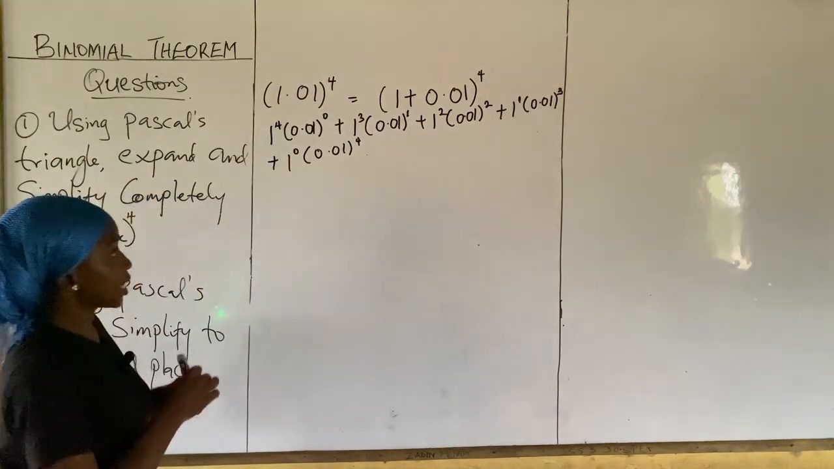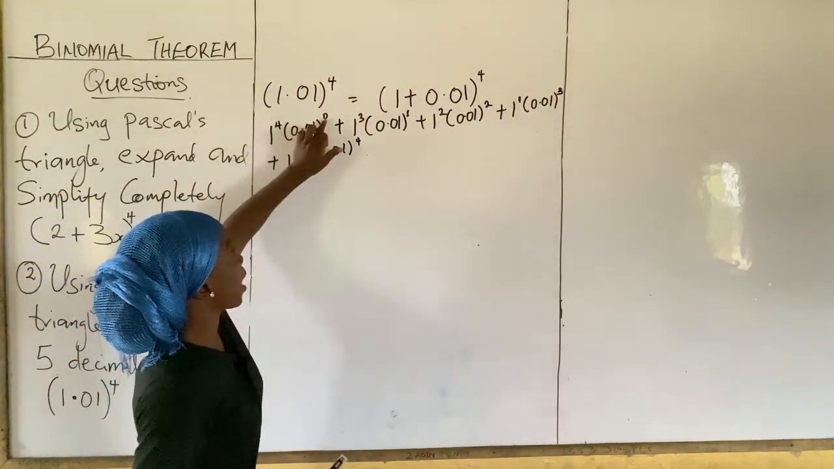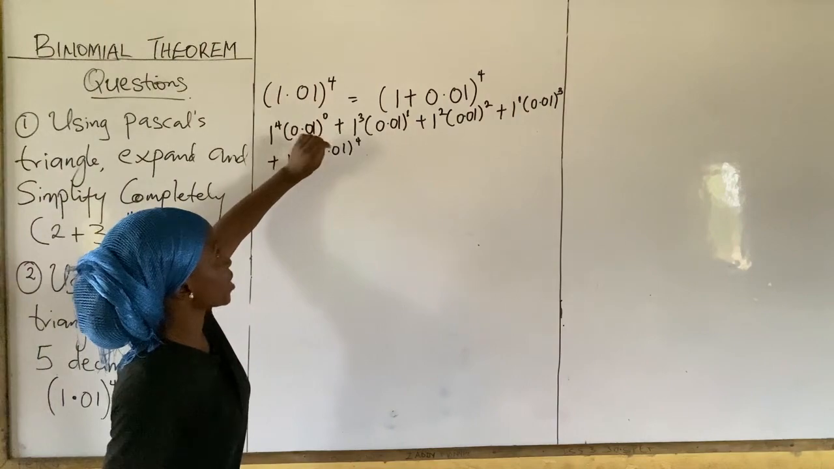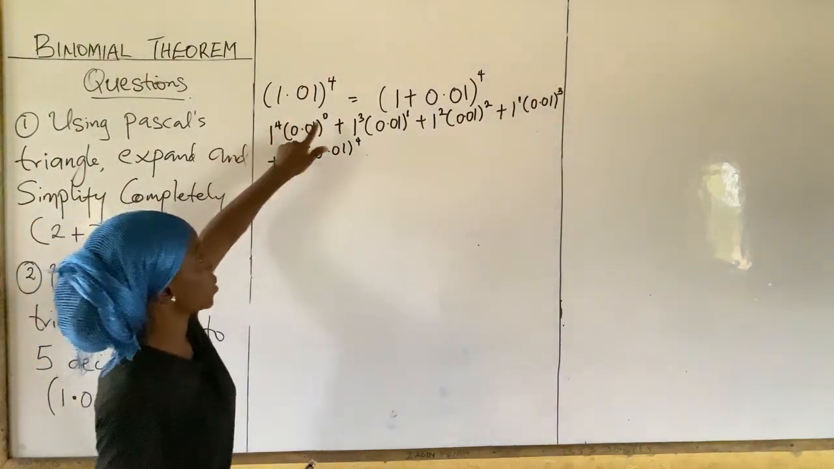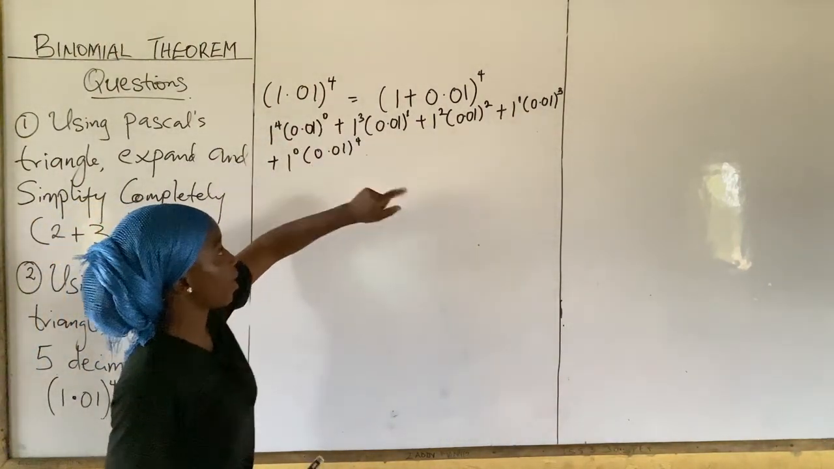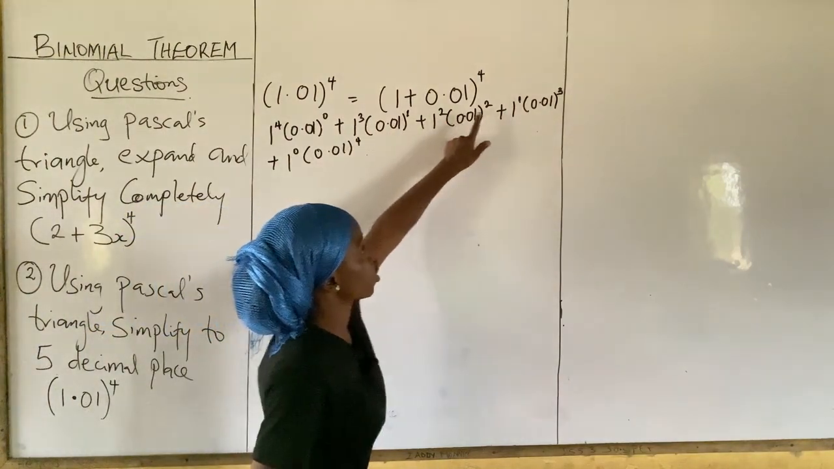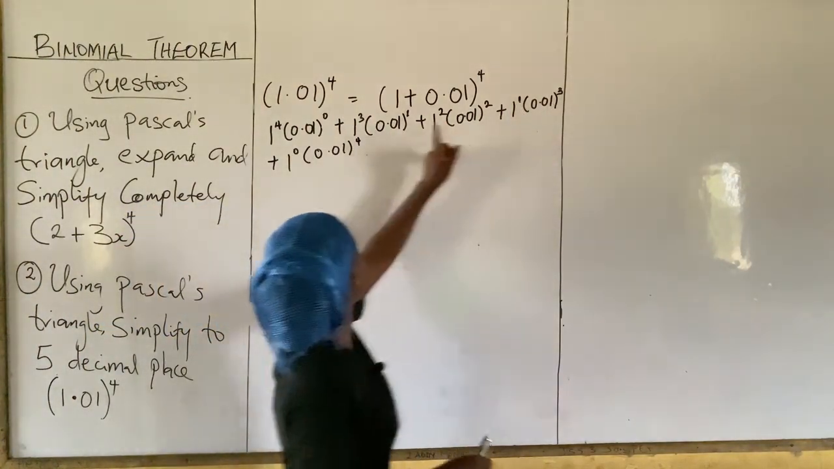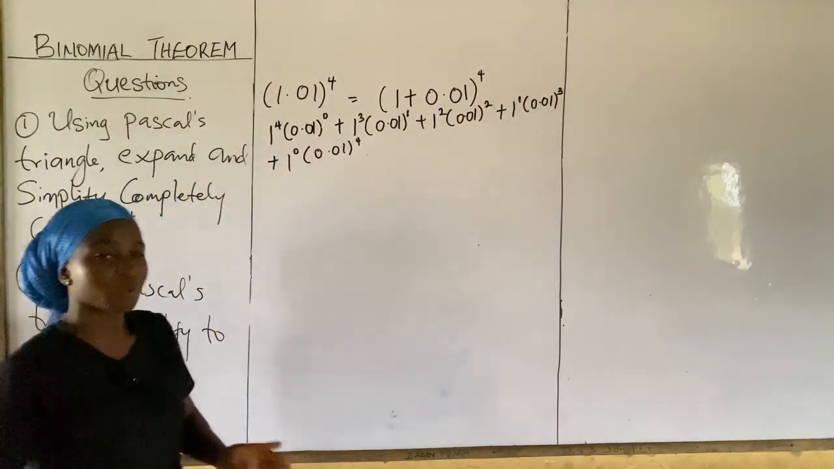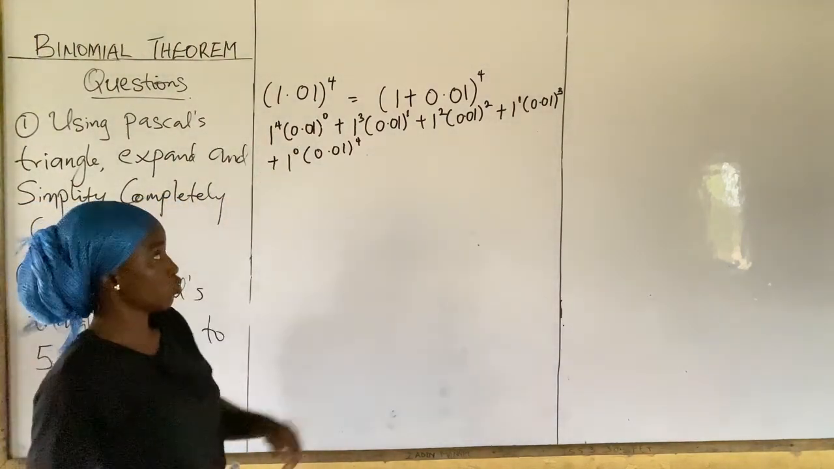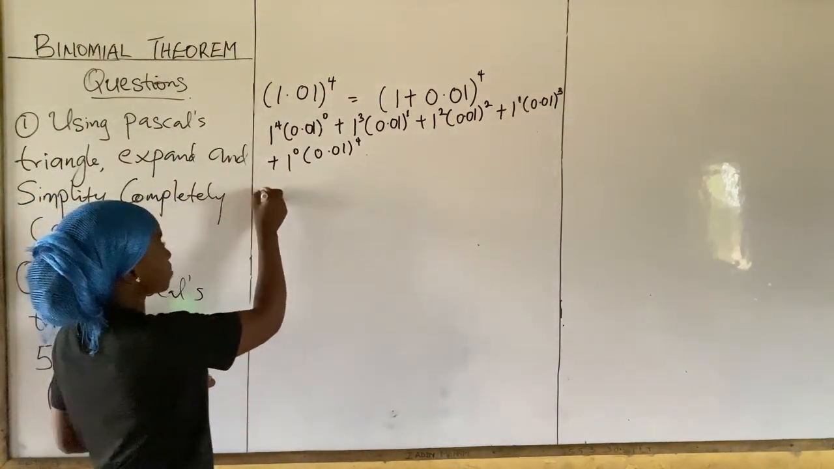Now looking at this, remember, the sum of your power must not be more than the power given to you. Now, remember, 4 plus 0, that's 4. You can see it's our power. 3 plus 1, that's 4. 2 plus 2, that's 4. 1 plus 3, that's 4. And 0 plus 4, that's 4. So it must not be more than the power given to you. So now let's simplify it better.